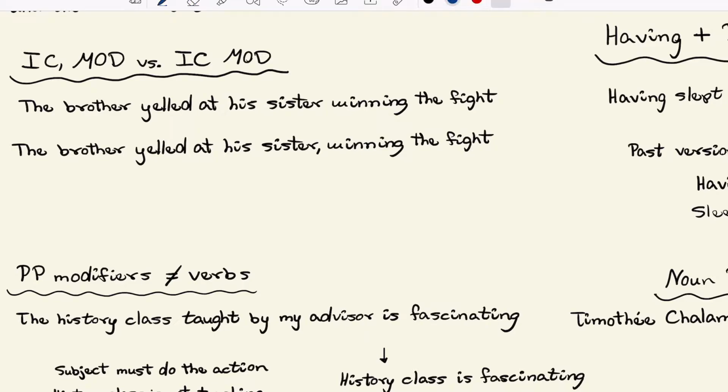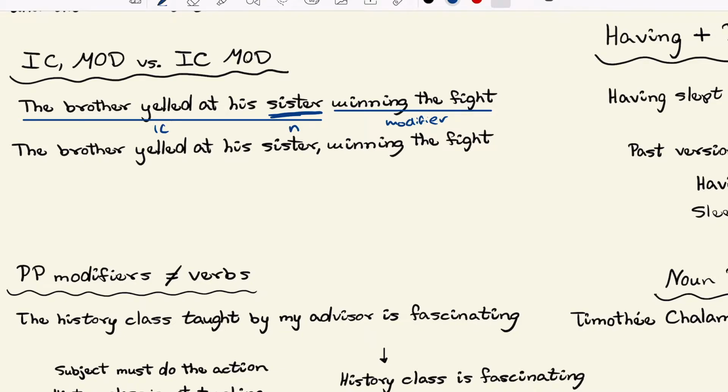When an independent clause and modifier are in the same sentence, there are two different ways to write that. Independent clause, comma, modifier, or independent clause modifier with no punctuation, and they mean two different things. For example, in the first sentence, "The brother yelled at his sister winning the fight." The modifier is "winning the fight" because it's additional information. And "the brother yelled at his sister" is the independent clause. And the modifier is describing his sister, which is the noun, because in the sentence, the sister is the one who won the fight.